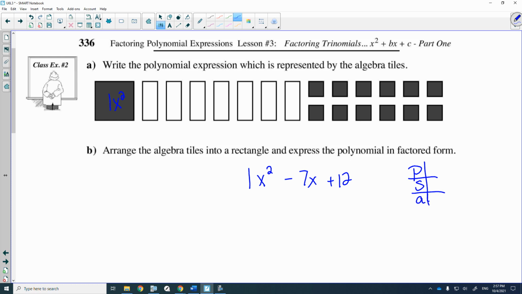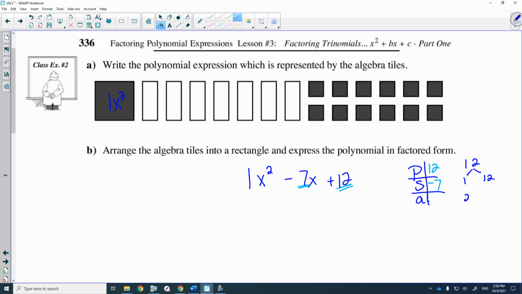Set up your chart. We're looking for what two numbers multiply to 12 and add to negative 7. So I'm going to show you what happens, because something sort of interesting happens here. Take your 12, and I always start with 1. So 1 and 12. Leave yourself some space.